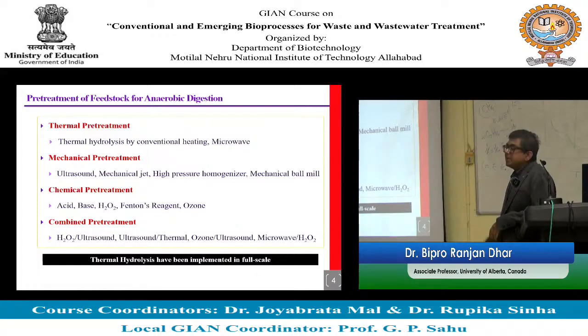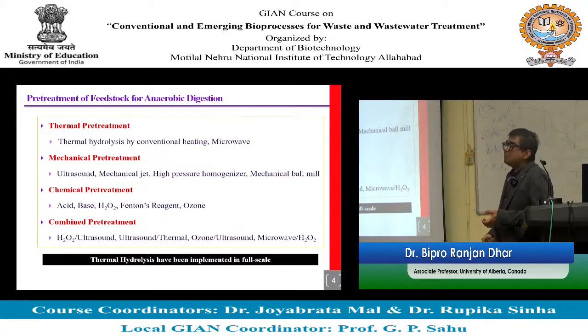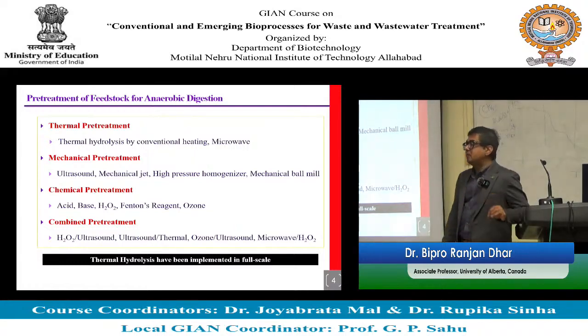Sometimes chemical pretreatment has been used. For example, you can use strong acid or base or some advanced oxidant like hydrogen peroxide or Fenton reagent. Yesterday I was talking about Fenton reagent, peroxide plus iron salt. Sometimes ozone can be used, and sometimes different types of pretreatment methods can be combined together to further boost the process. But among those pretreatment methods, only thermal hydrolysis has been implemented at full scale.